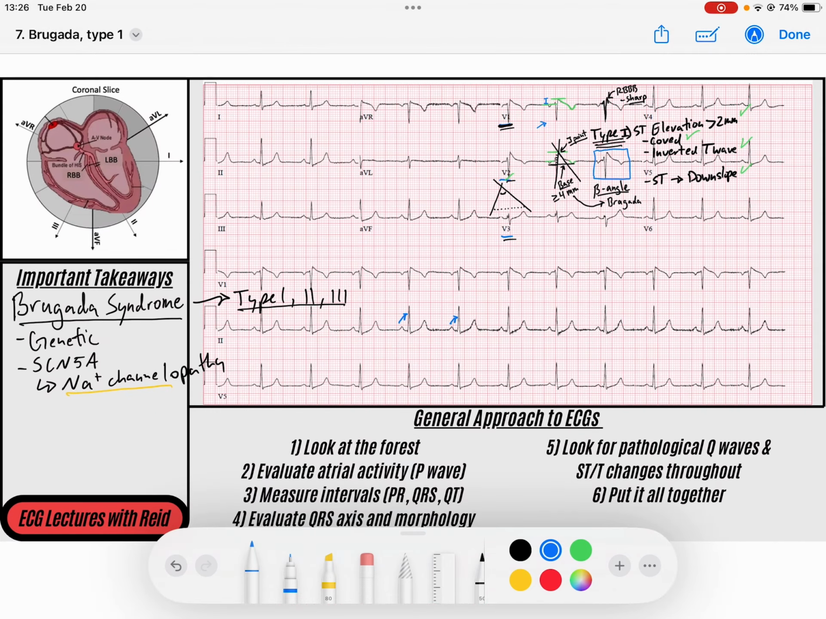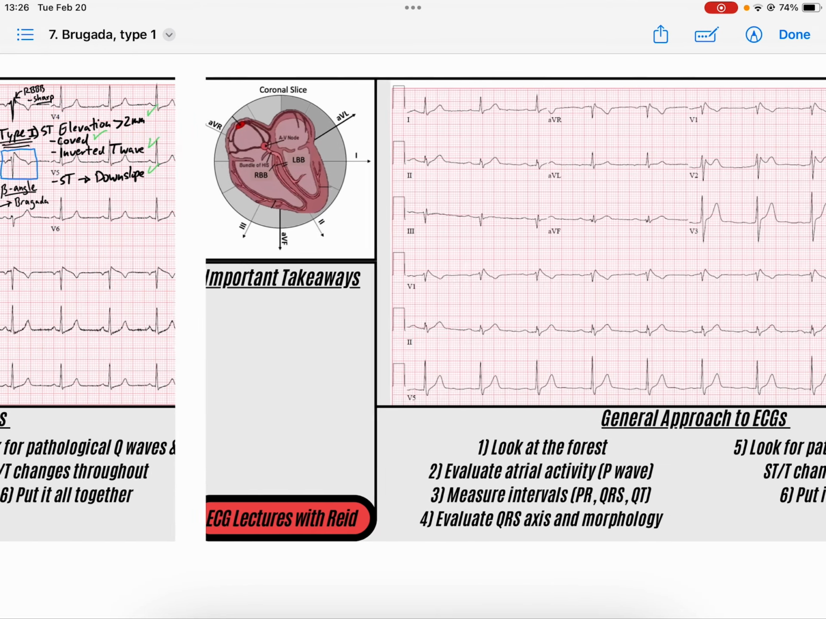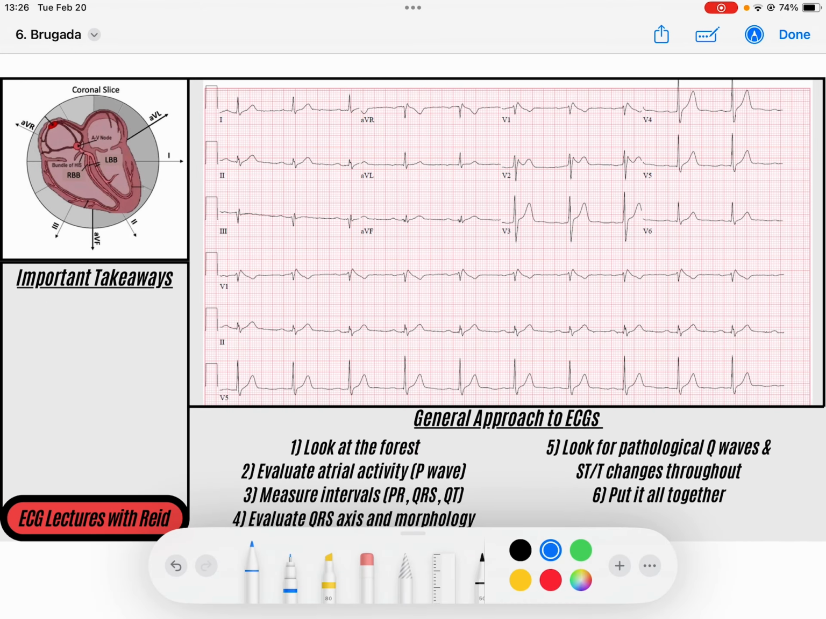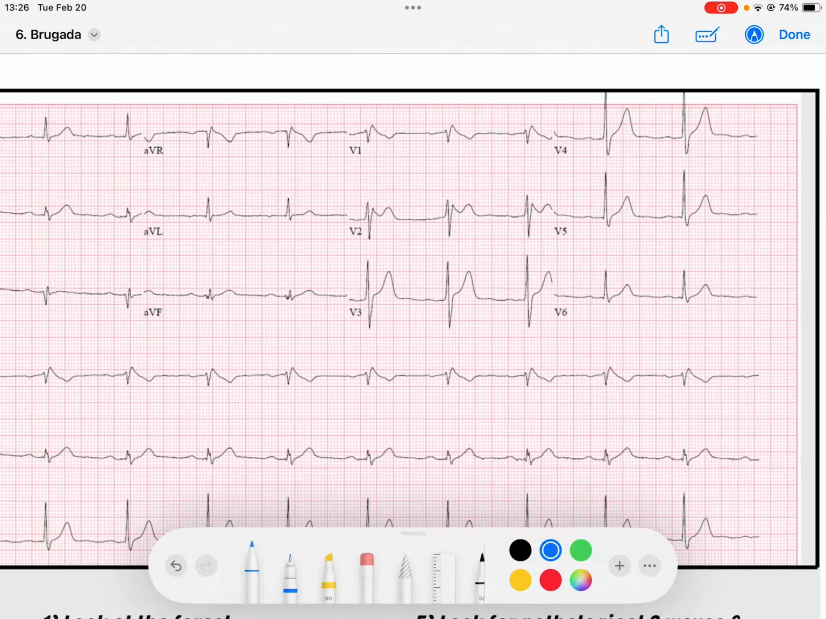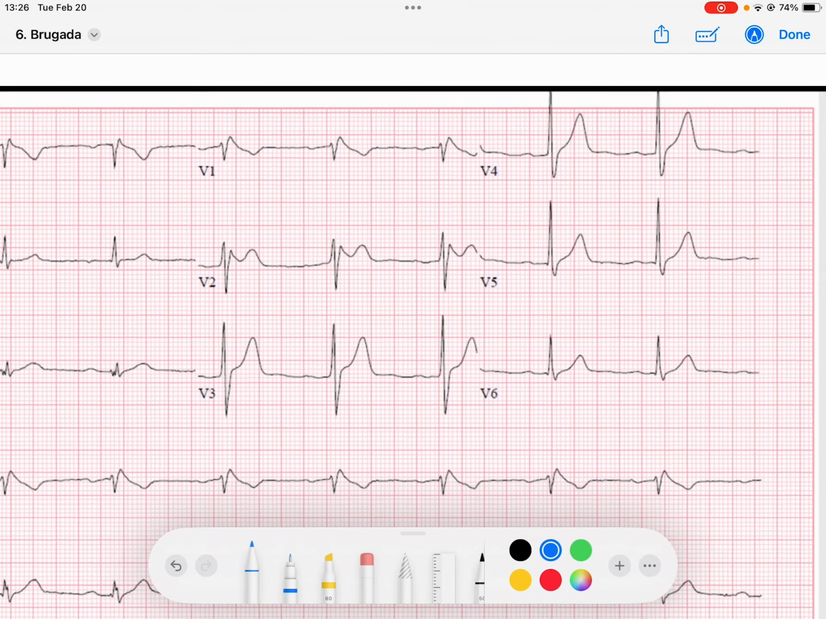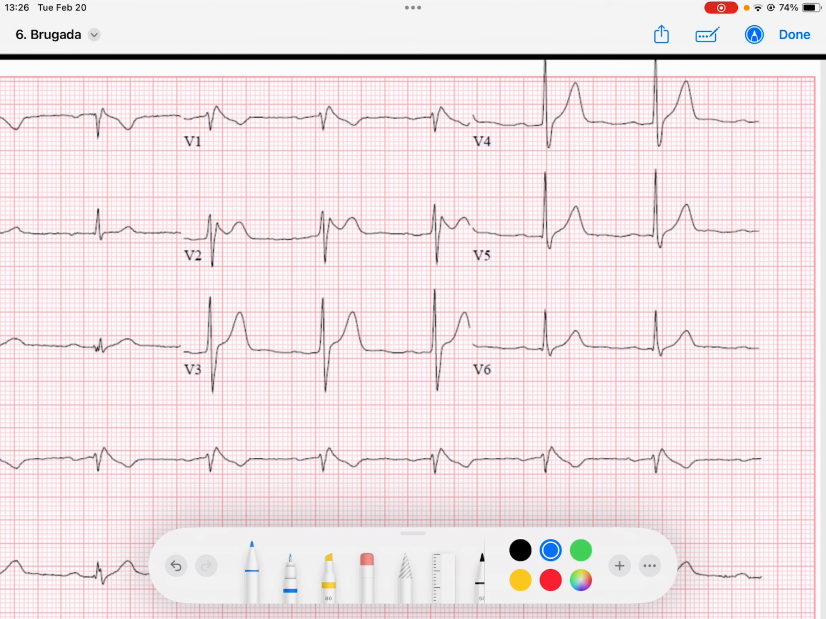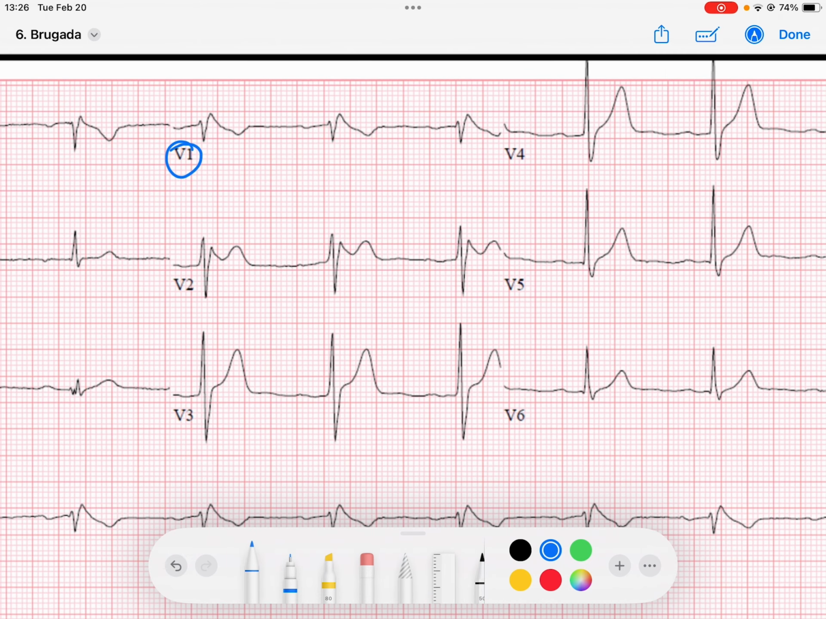Let's take a look at another ECG that has Brugada. You'll instantly notice here, we've got a sinus rhythm. We're going to focus in on V1, V2, and V3 here just for education's sake. And if we look here at V1, my baseline is about there. My J point is elevated to just over 2 millimeters.